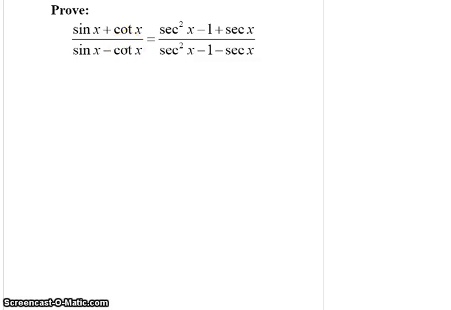Alright, so I'm looking at this, and I'm wondering what side I should start with. If I look at the left side, I could easily change everything to cosine and sine there. The right side is a little different, so I'm going to start on the right side. I see something that I can do right away. I see that secant squared x minus 1 is a form of an identity. You should recognize that. You should know that 1 plus tangent squared x is equal to secant squared x.